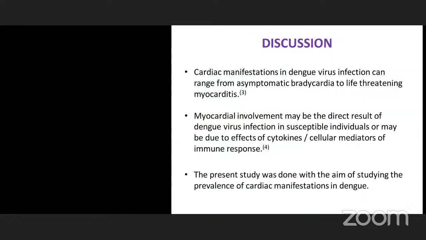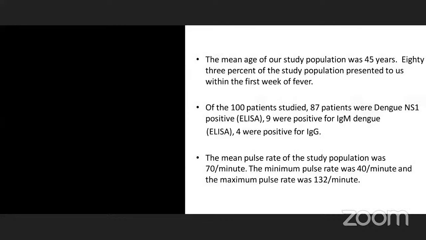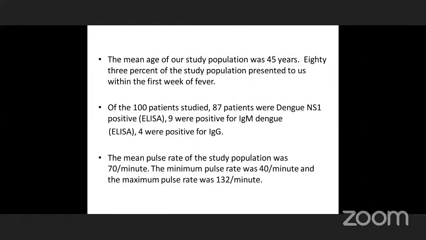Discussion: cardiac manifestations in dengue virus infection can range from asymptomatic bradycardia to life-threatening myocarditis. Myocardial involvement may be the direct result of dengue virus infection in susceptible individuals or may be due to effects of cytokines or cellular mediators of immune response. The present study was done with the aim of studying the prevalence of cardiac manifestations in dengue. The mean age of our study population was 45 years.